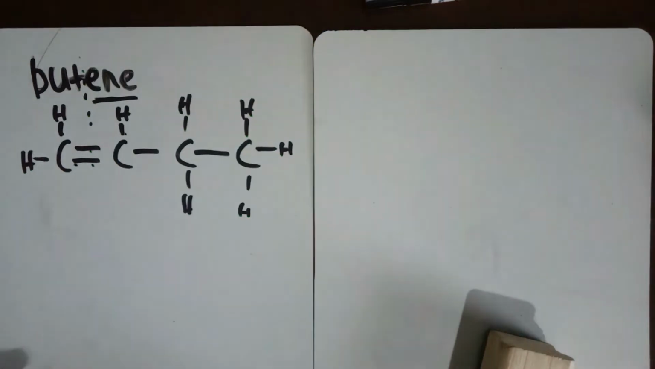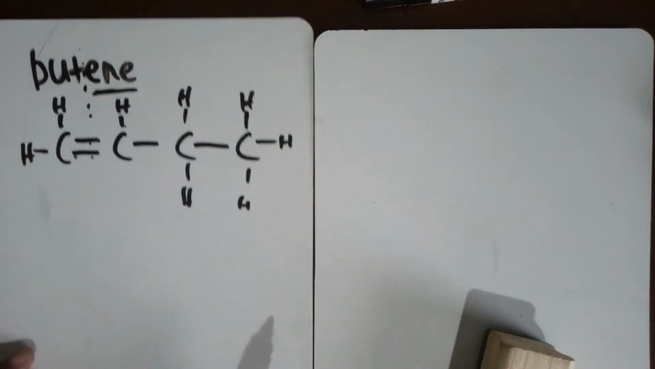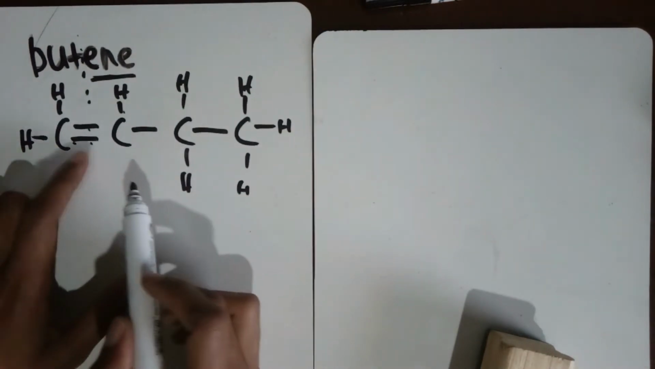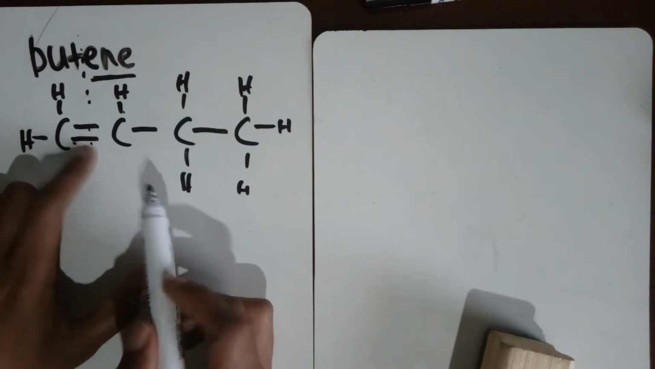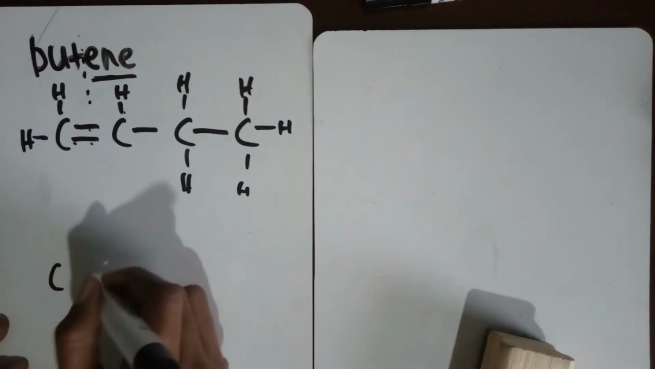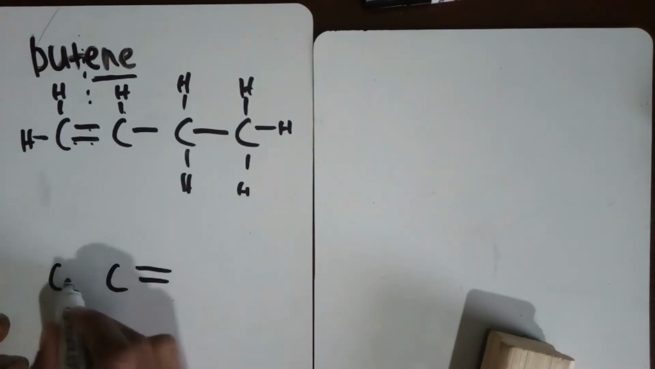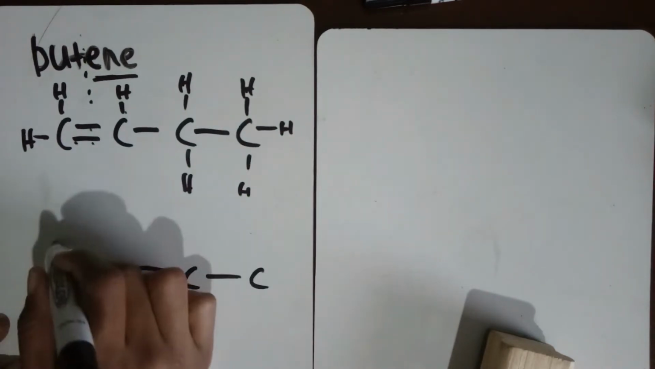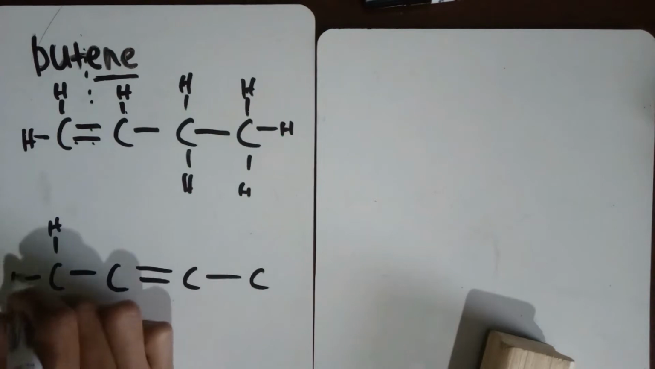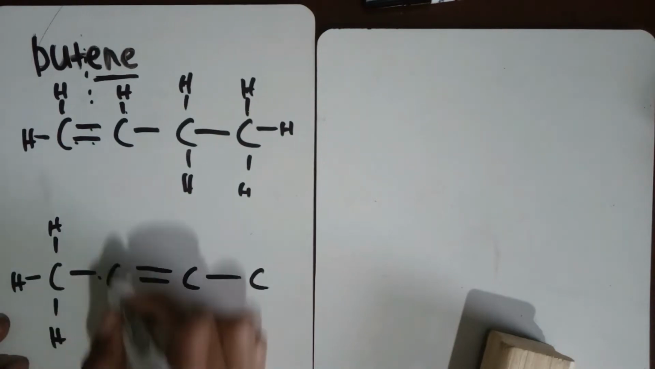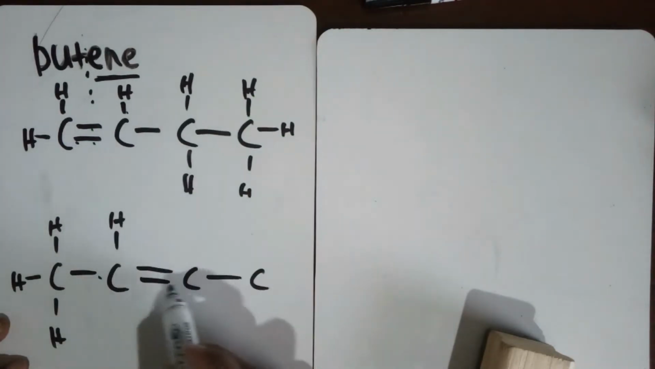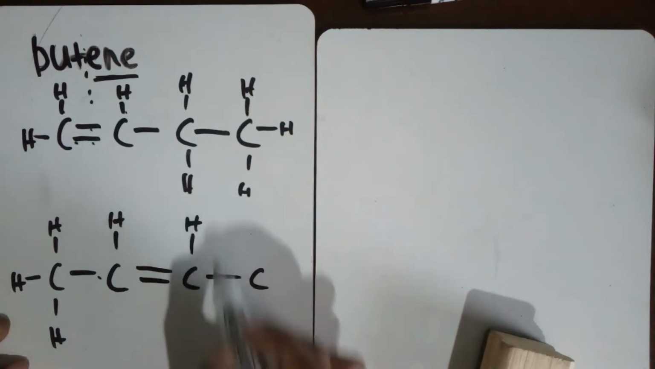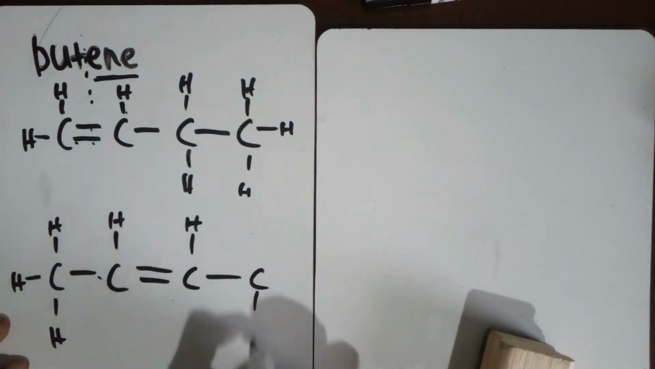Okay, and then I'm going to draw another structure, and I'm going to move the position of this double bond. Let us maybe put it on the second carbon. And then here you have H, H, H, 1 2 3. We need another H there. Another one. That's enough.